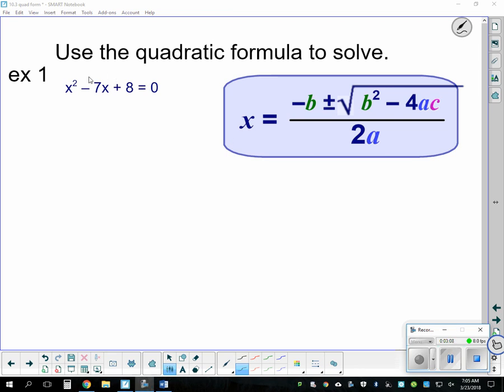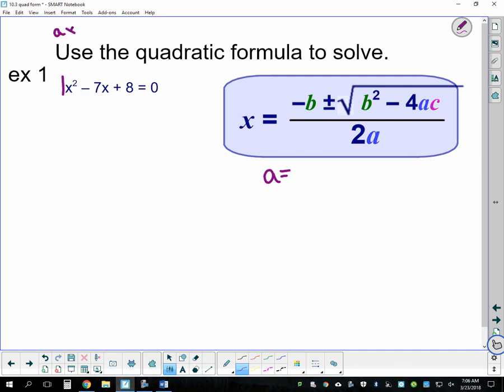Okay, so the first thing you want to do is make sure you're in standard form: ax squared plus bx plus c equals 0. Sure enough, we are ready to go. The next thing you want to think about is what are your a, your b, and your c? A in this case, remember, it's the coefficient that's in front of, let me write that down real quick, ax squared plus bx plus c. So a is the number in front of the x squared.